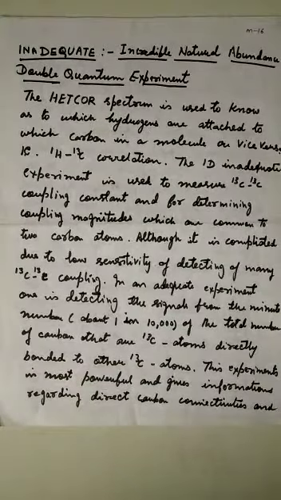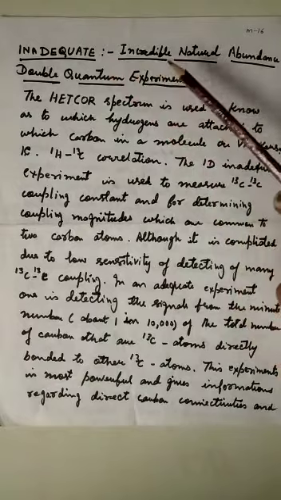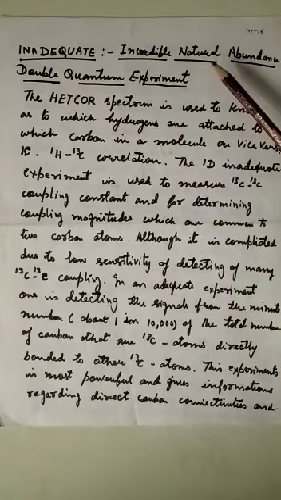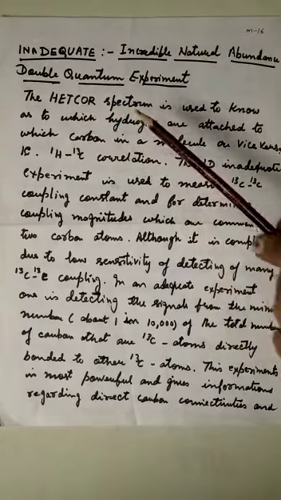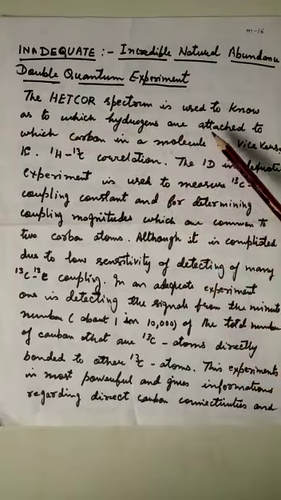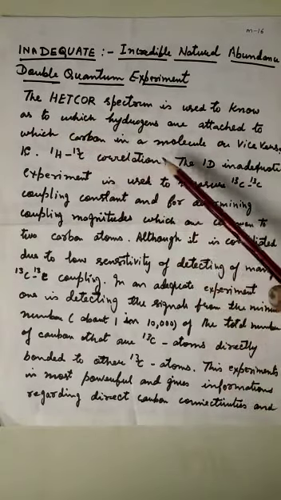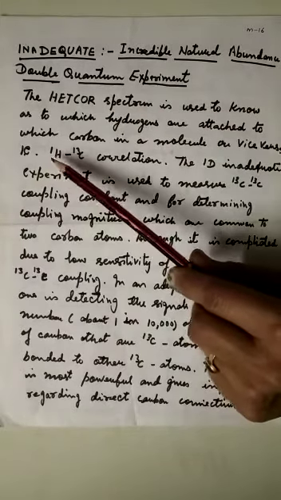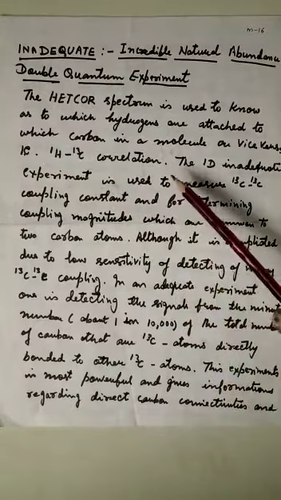Next we are taking INADEQUATE, incredible natural abundance double quantum transfer experiment. The HETCOR spectrum is used to know which hydrogen atoms are attached to which carbon atom in a molecule or vice versa. किस कार्बन एटम पर कौन सा हाइड्रोजन एटम अटैच्ड है उसकी जानकारी हम हेक्टर सिस्टम से ले सकते हैं. That is the H1 and C13 correlation.